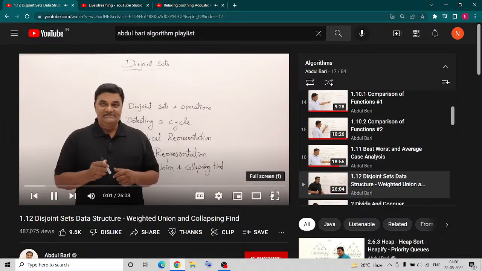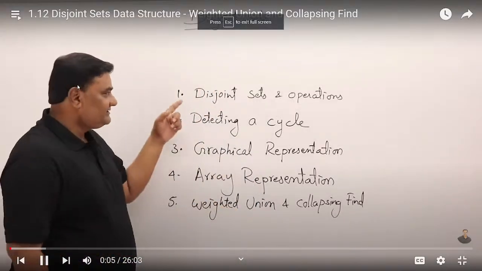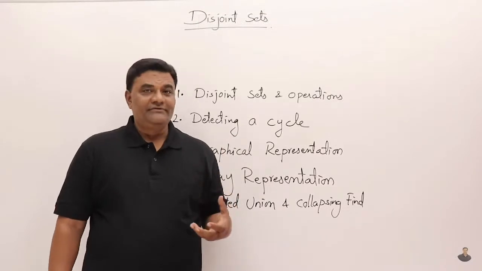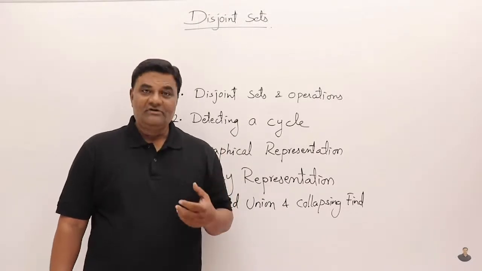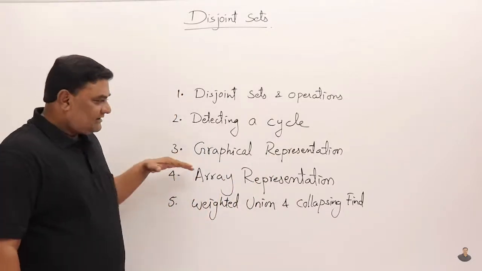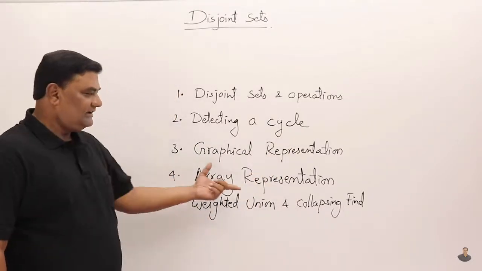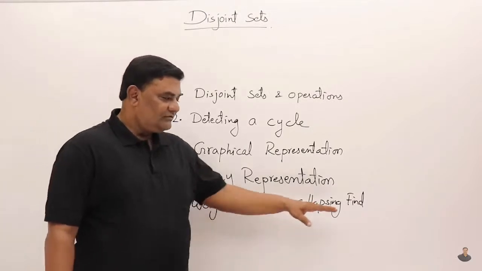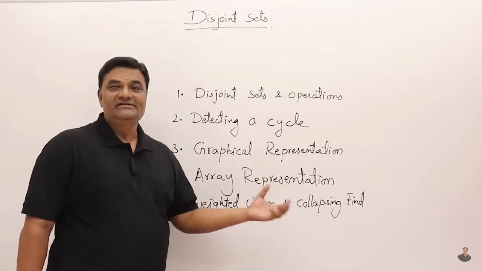The topic is disjoint sets. In this video, I will cover the following things. First is what are disjoint sets and the operations on them. Then detecting a cycle. Disjoint sets are useful for detecting a cycle in an undirected graph. So we will take an example and learn how to detect a cycle in an undirected graph. Then graphically how to represent these disjoint sets and how they can be represented using an array. And lastly, the time-efficient operations on disjoint sets are weighted union and collapsing find, which are based on the ranks or weights. We will see that.